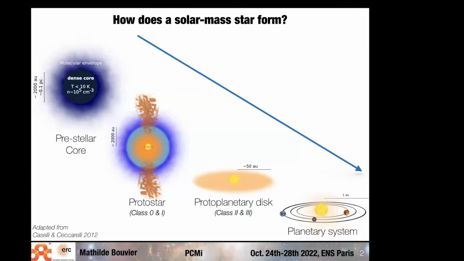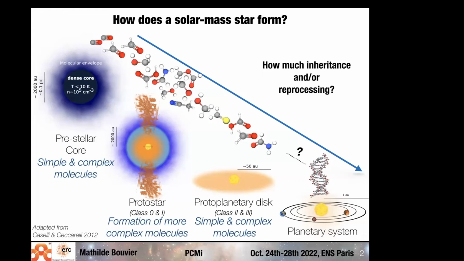First, let's start with a schema that you have already seen throughout the week and earlier today. So these are the four main phases to form a solar mass star, and I'm not going into the details. What is interesting is, from a chemical point of view, actually, because from the earlier stages to the latest one, what we see is an increase in the molecular complexity.